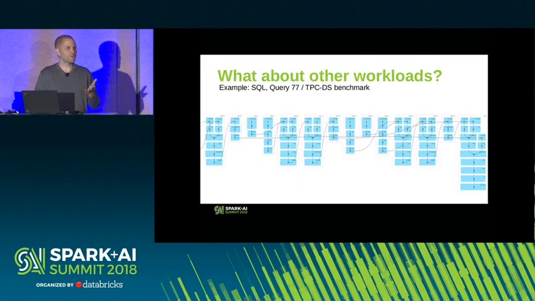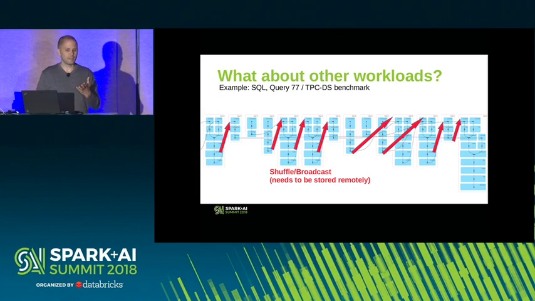Now, so far we have discussed sorting and MapReduce. What about other workloads? This is a snapshot of a SQL query, one of the queries from the TPC-DS benchmark. Obviously, it looks way more complicated than a simple MapReduce job, and it also has quite a bit more shuffle and broadcast operations. In fact, this snapshot is not even showing the entire query. It's just a subset. I couldn't pack the full query on the screen for this talk.